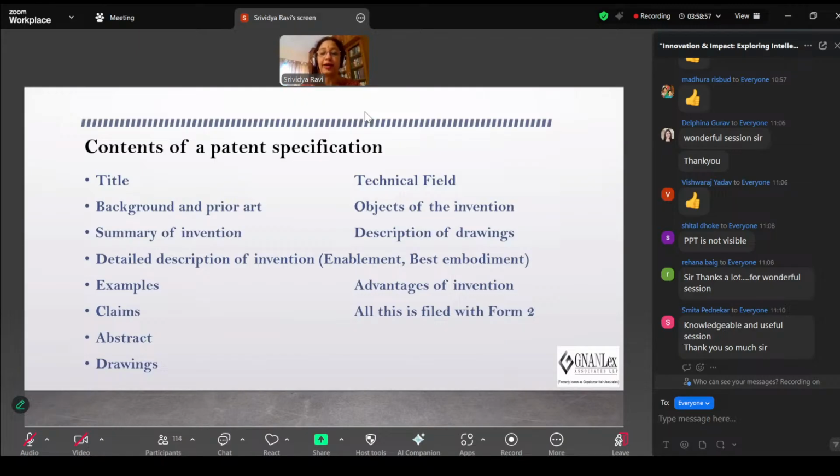Of course, the title, right? Then you have a section which is called the background and prior art. Prior art, as we said earlier, are documents in the public domain which are eligible to impact the examiner's opinion on your patent. Now, what do you write in the background and prior art section? In the background and prior art section, you lay the context for the invention.